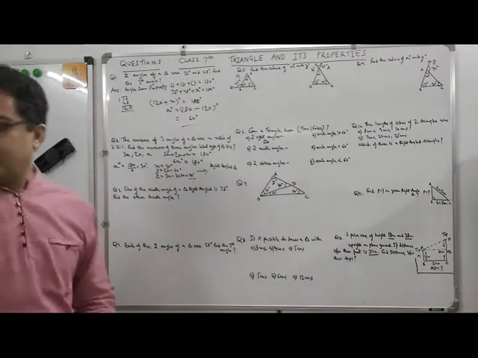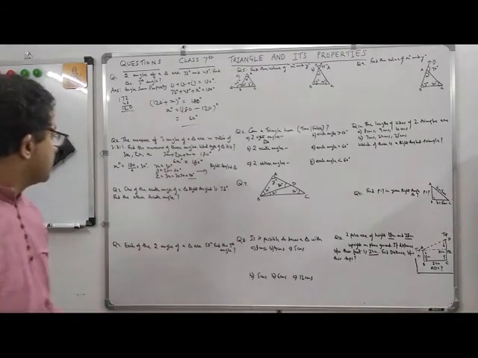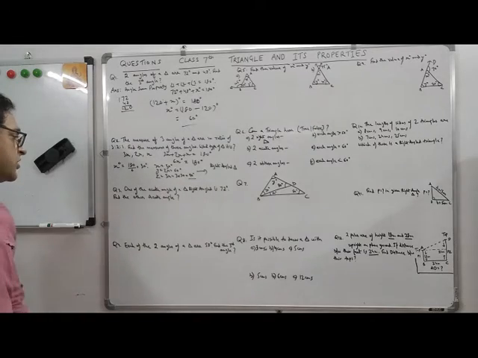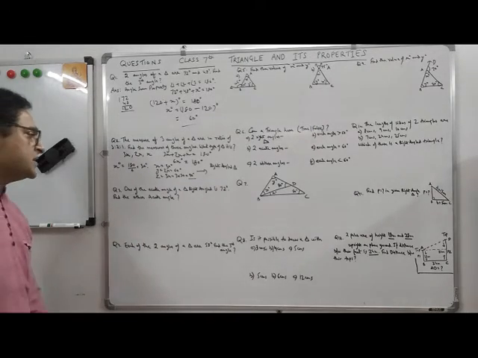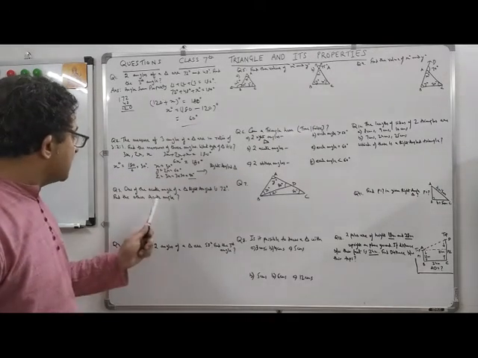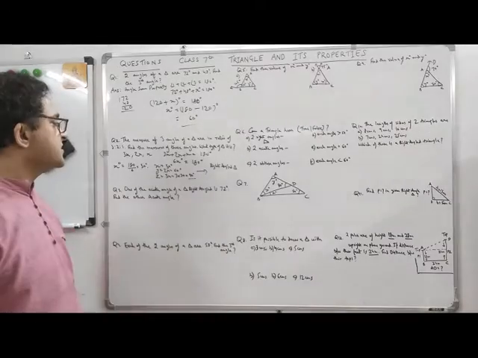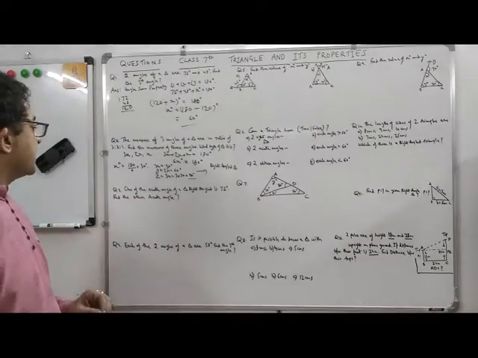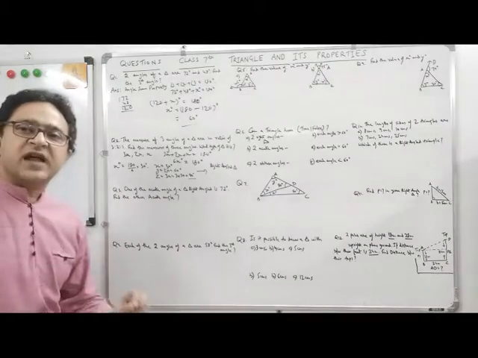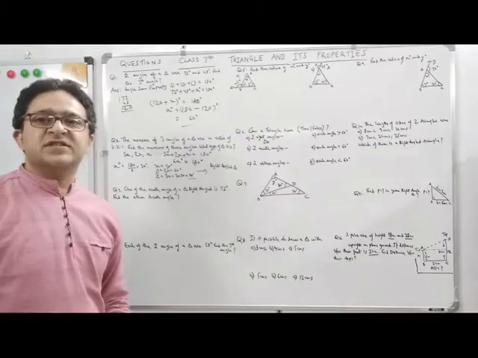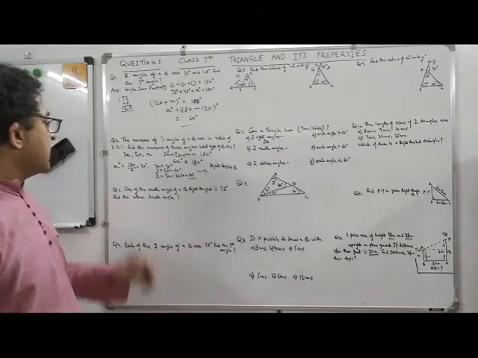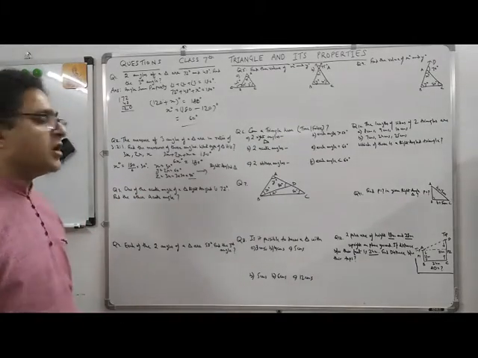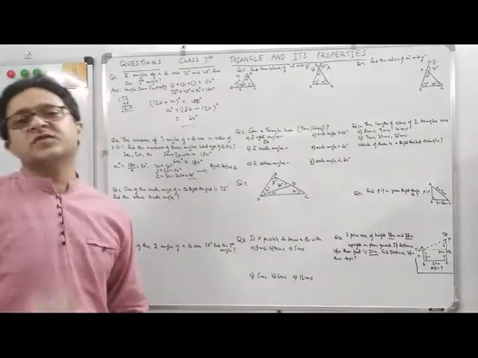Now we go to the third question. One of the acute angles of a right angle triangle is 72 degrees. Find the other acute angle. Which means there is a triangle. One angle is a right angle, which is 90 degrees. One angle is an acute angle, which is how much? 72 degrees. So what is the third angle?